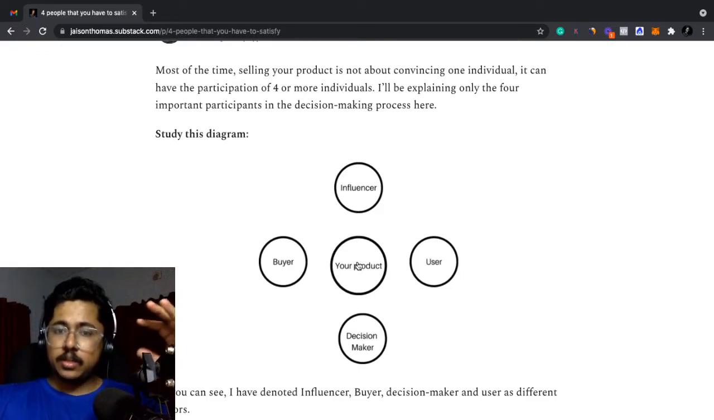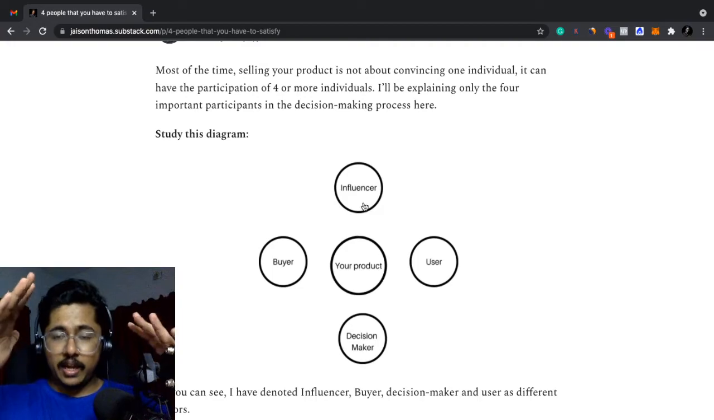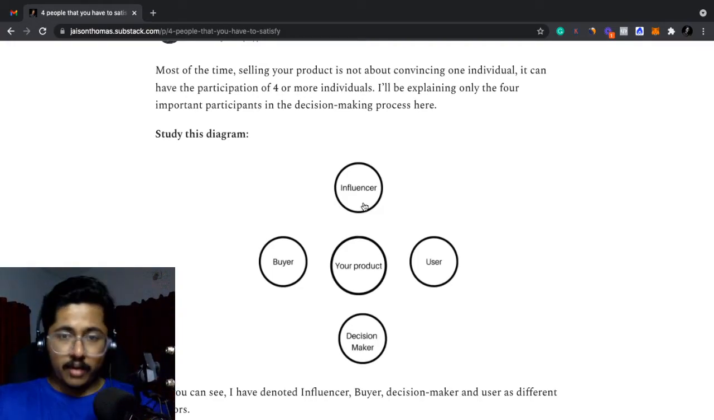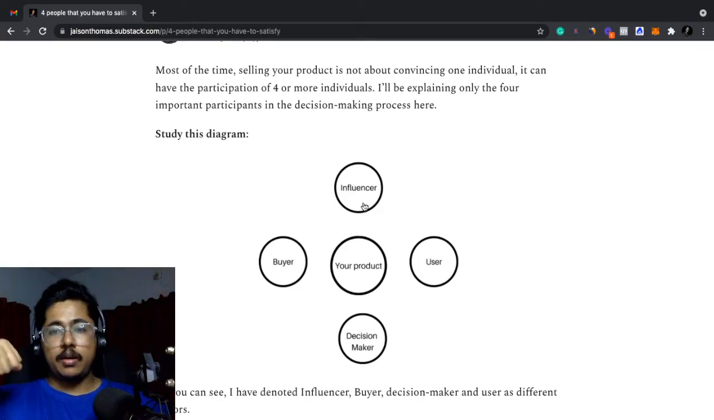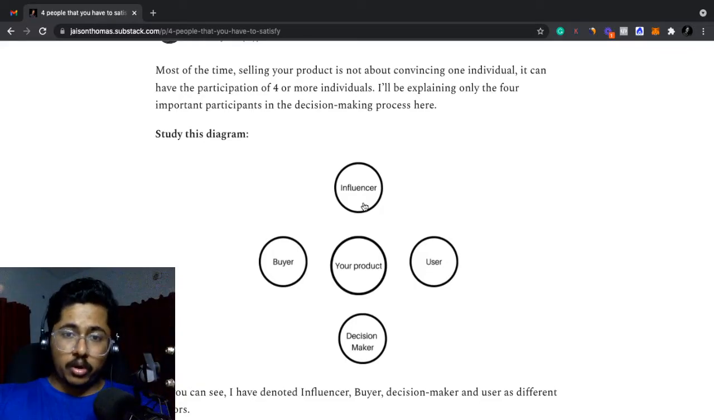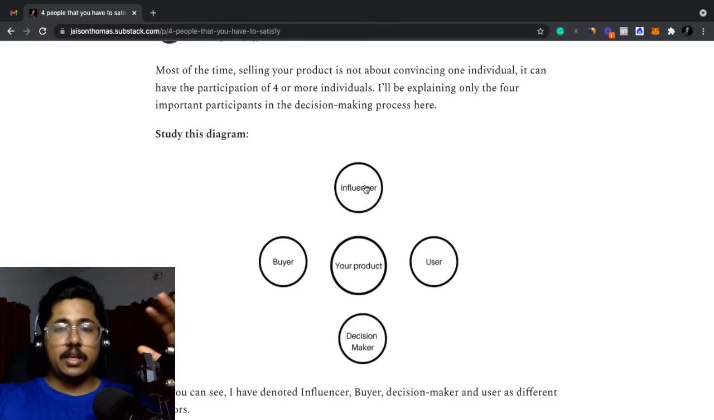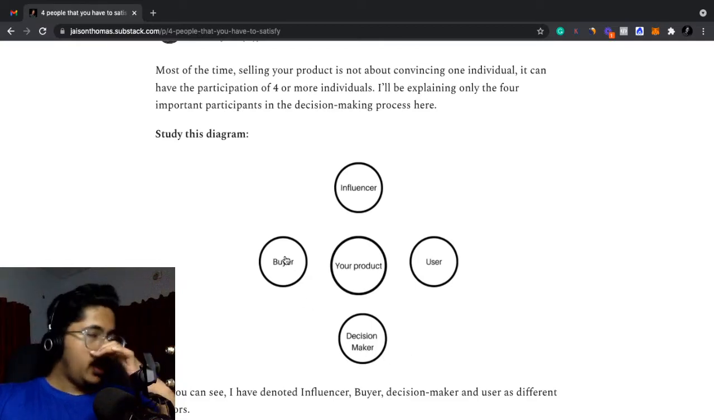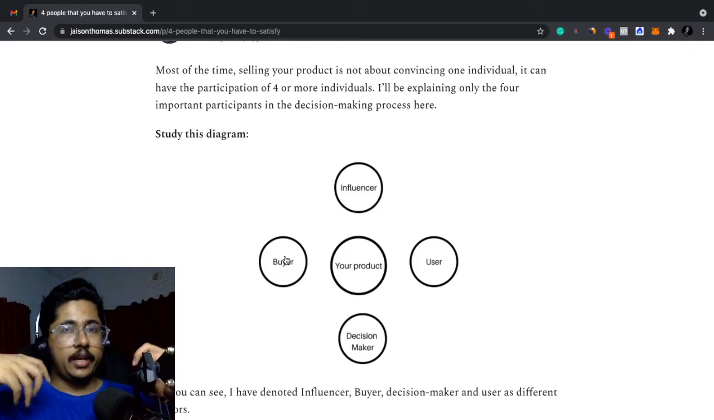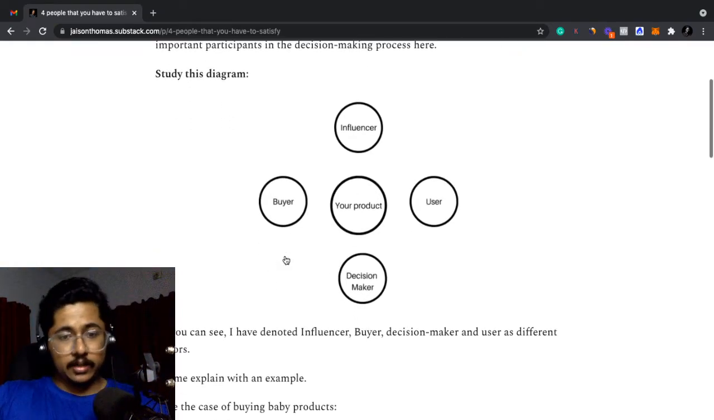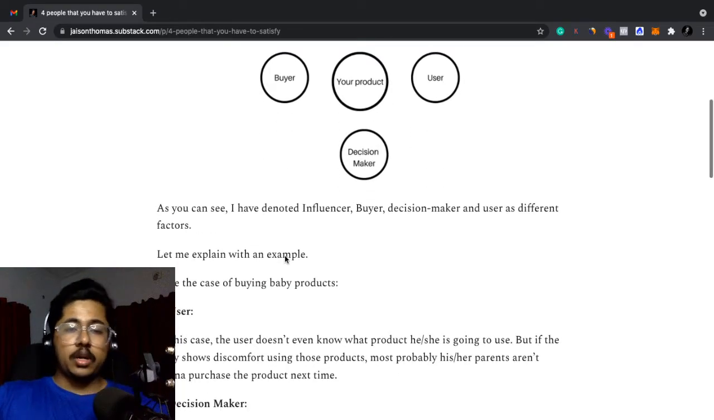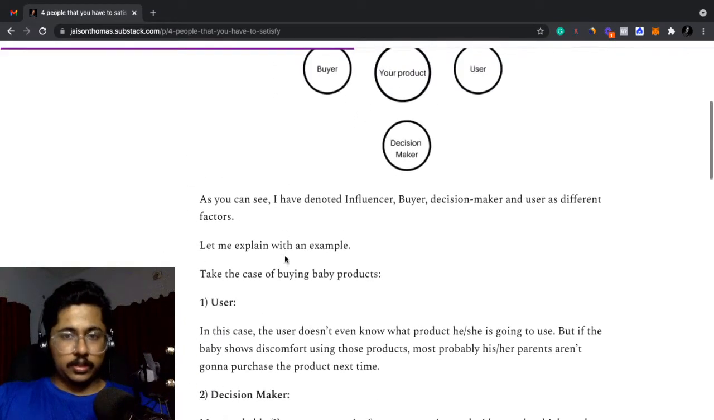This is your product, and there are four people that might affect the decision making process, right? There are more factors. I've just limited it to four for the sake of simplicity. You can see them as influencer, user, decision maker, and buyer. Don't worry, this might seem like a huge kind of non-existent theory to you, but I'll tell you with an example so that you are more clear about the entire thing.